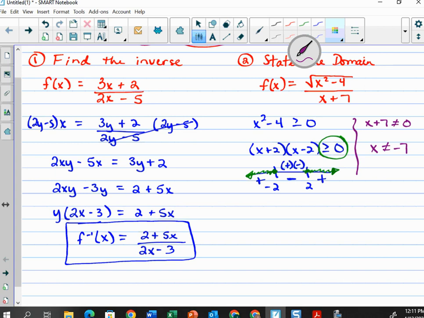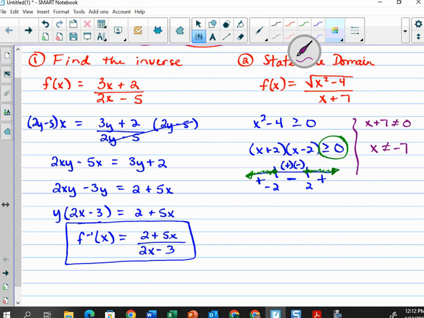Well, why is the left side positive? Because if I plug a negative 3 in, negative 3 plus 2 is negative 1. Negative 3 minus 2 is negative 5. Negative times the negative is? Positive. Yes.